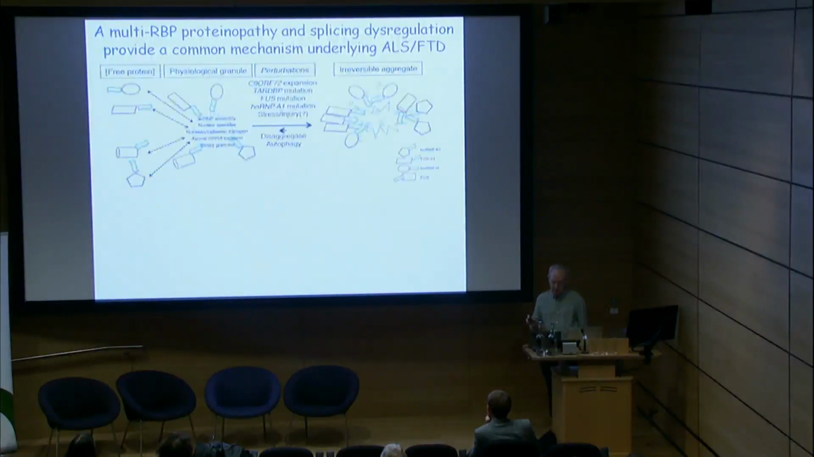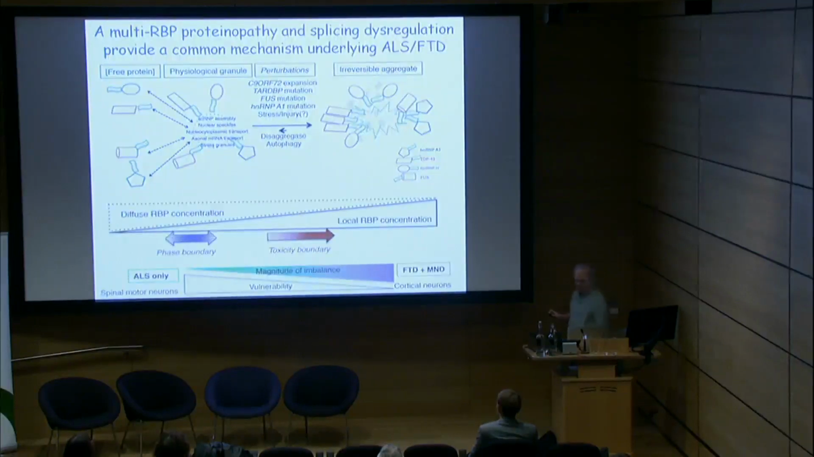So to conclude, here's the last model slide, that we think now of ALS perhaps as a multi-RBP proteinopathy. We can see right here a continuum in which free proteins often exist solubly. This little flag might constitute a disordered region in these proteins. Physiological granules can occur, SNRPs, nuclear speckles, other things, these are natural. However, various perturbations such as the C9 expansion and other mutations, stress and injury to the brain, thought to lead to neurodegenerative disease, can cause an irreversible aggregate. And that's what we're talking about, where these proteins are titrated out and cannot perform their function.